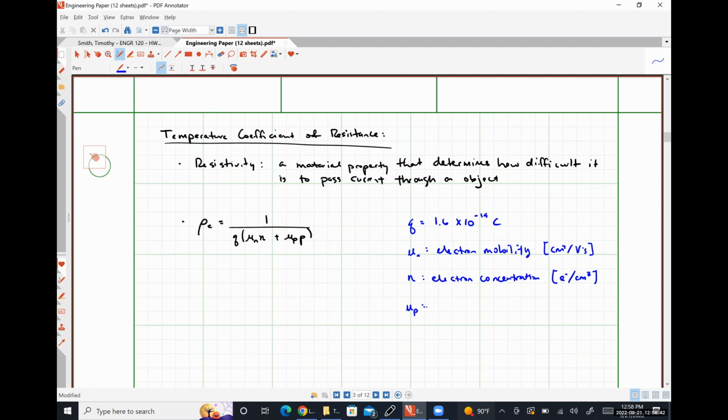Mu p is our hole mobility, measured also in centimeters squared per volt seconds. And P is our hole concentration.